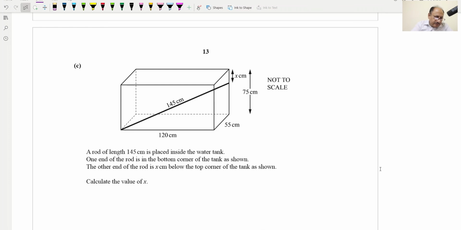Now C part. C part says, again the diagram is not to scale. A rod of length 145 centimeters is placed inside the water tank. One end of the rod is in the bottom corner of the tank as shown, and the other end of the rod is x centimeter below the top corner of the tank as shown. Calculate the value of x. So value of x we need to calculate. Value of x is basically this height that is required.